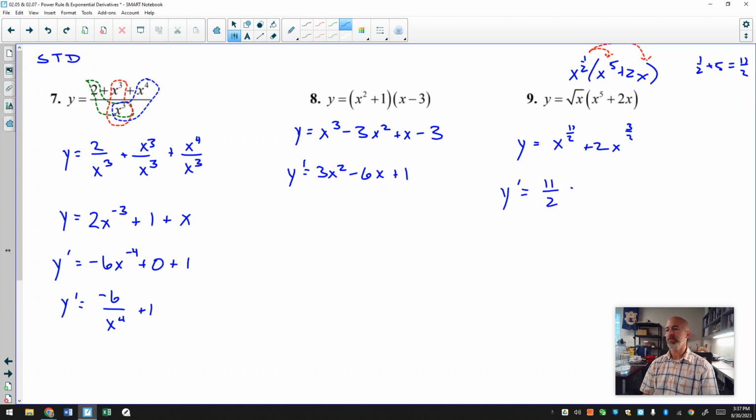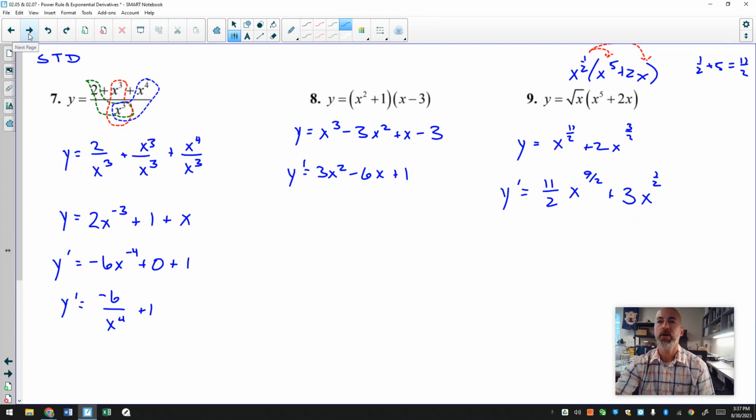Bring down the 11/2, x to the 11 over 2 minus 1, which ends up being 9 over 2. Plus 3 over 2 times 2 is just 3. X to the, and 3 over 2 minus 1 is 1/2. And there's our derivative for number 9. And so there are the examples I have for the power rule.